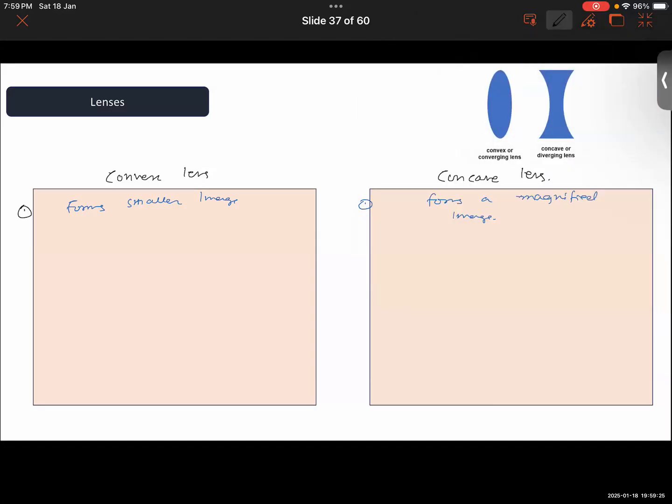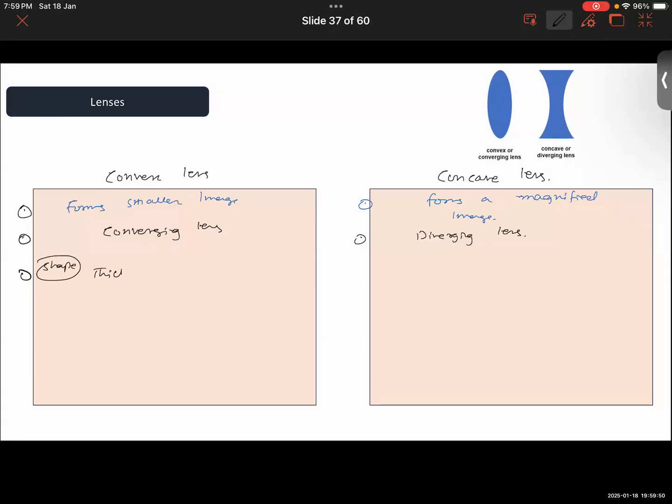Further, we are also calling this convex lens the converging lens, right? And this one the diverging lens. Diverging lens. Very good. Further, when we take a look at the convex lens, it is thicker at the middle while thinner at the edges, right? So that is talking about its shape.